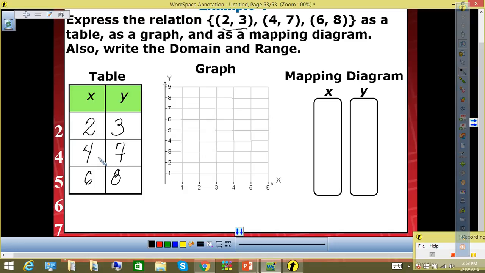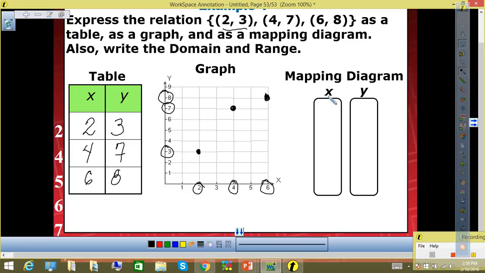Okay? Let's graph this. I'm going to graph these points. What's my X value? 2. What is my Y value? 3. And where do they meet up? Right there. Next one. What is my X value? 4. What is my Y value? 7. Where do they meet up? Right there. Next, what is my X value? 6. What is my Y value? 8. And where do they meet up? Right there. And that's how you graph the relation.